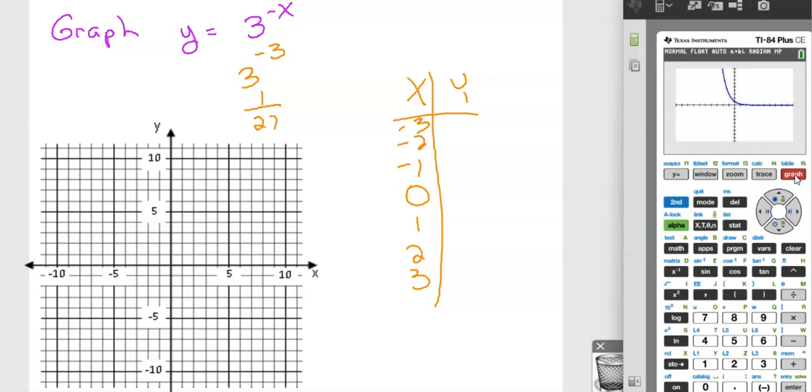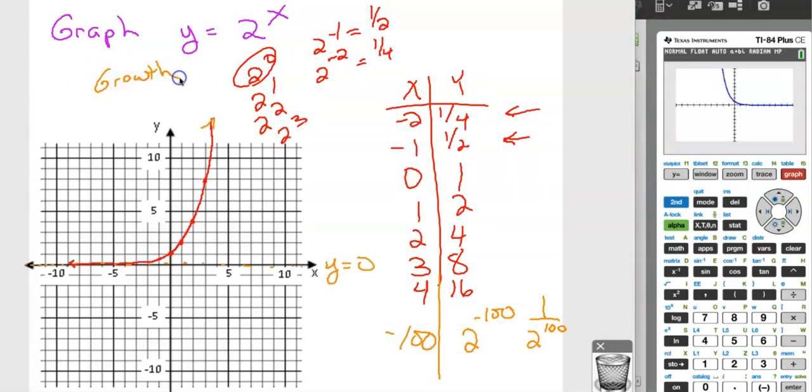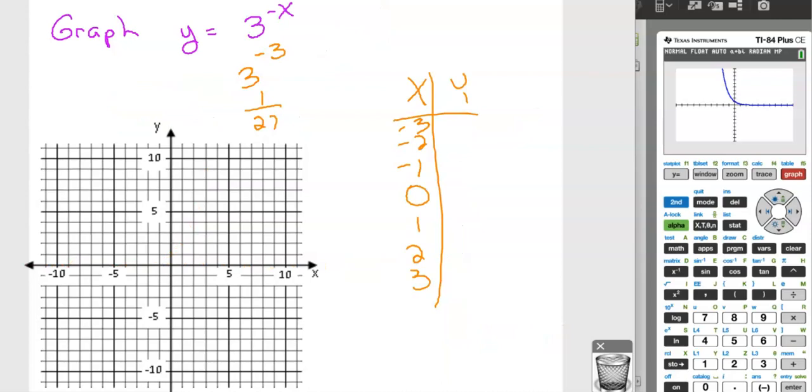Remember, we always read the graph left to right. So this one starts off tiny, and then it gets exponentially, it grows. So this is a growth function because it grows from left to right. We always read the graphs from left to right. It grows. So this one right here, if you notice, it starts off really, really big, and then it's going to get really, really tiny.